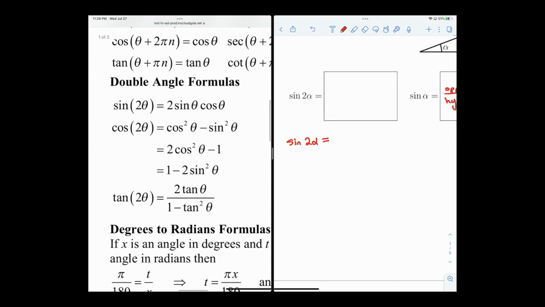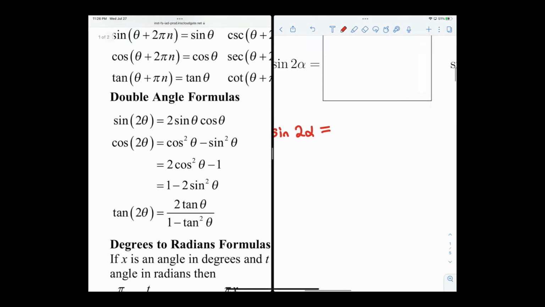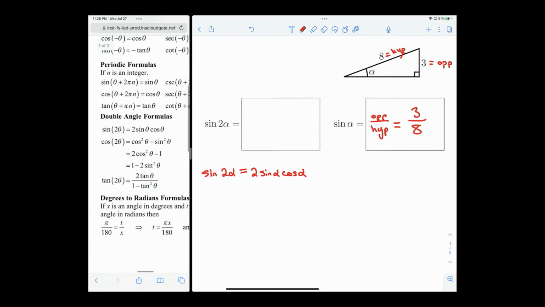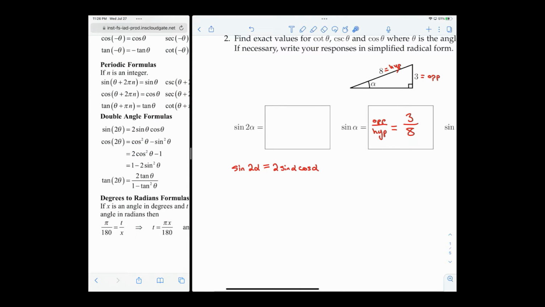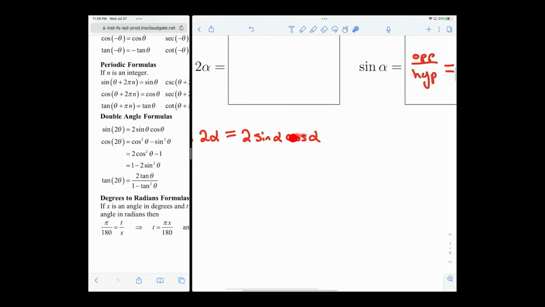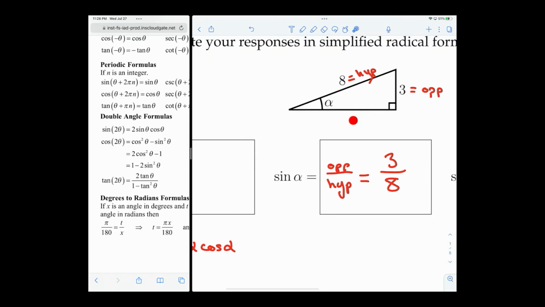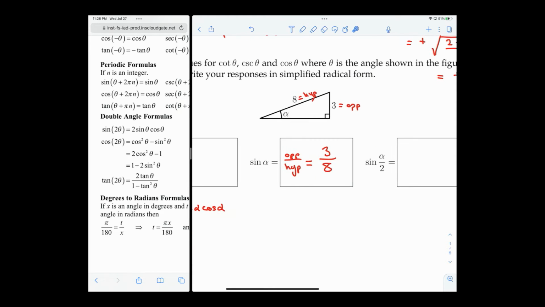Double angle formula. It says that sine 2 alpha would be 2 sine alpha cosine alpha. If you think about it, we already know what sine alpha is. We did it right here. But we don't know what cosine alpha is, and in order to calculate cosine alpha, you need to know this side of the triangle. So we have to do a little bit of work to find the third side of the triangle before we answer either of the two other questions there.